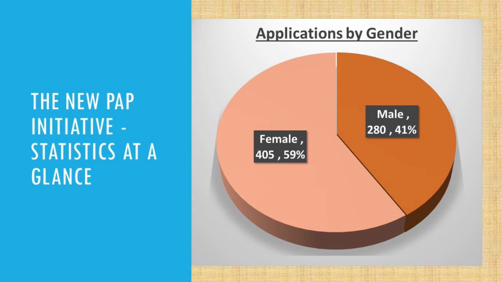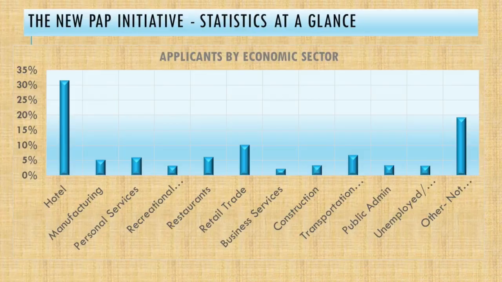If I could give a few statistics based on the information that we have put together so far. And this is based on data that we have compiled up to Friday of last week. As of Friday last week, we had 685 applications processed. 59% were female applicants, as against 41% males. If we look at it across industries, based on what we've completed so far, the largest sector, 30%, is from the hotel sector.